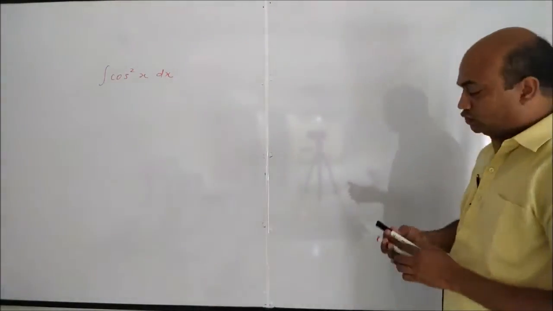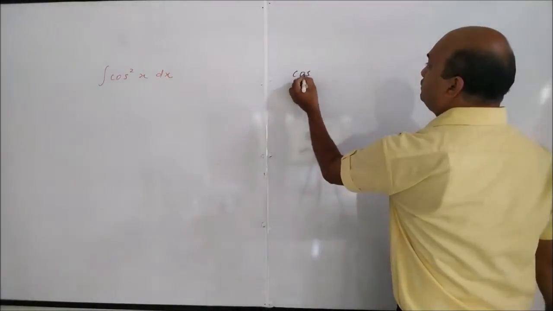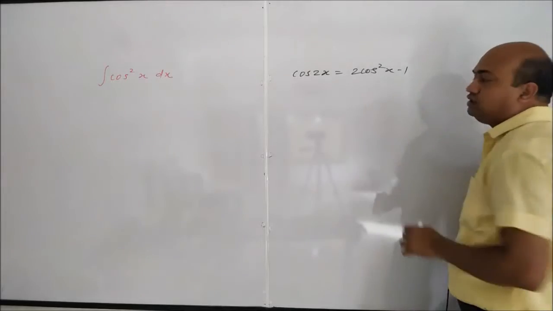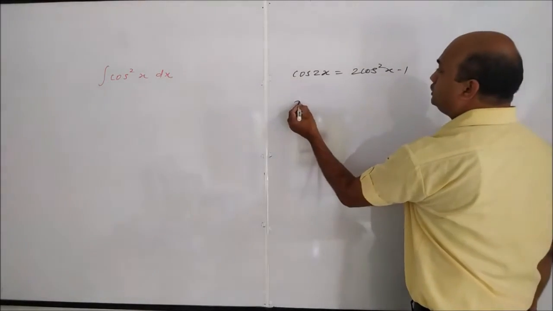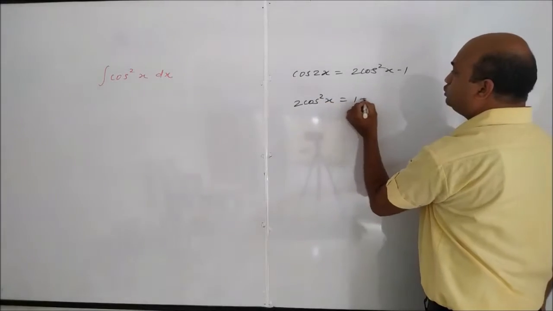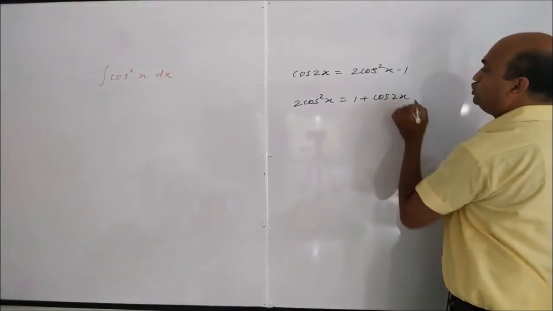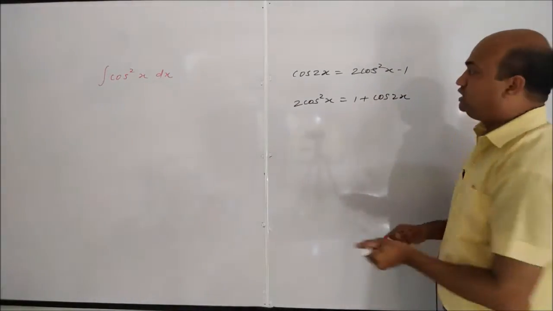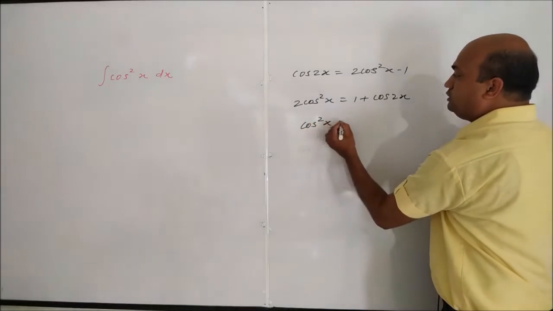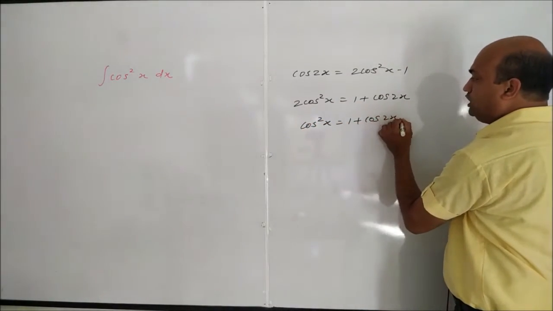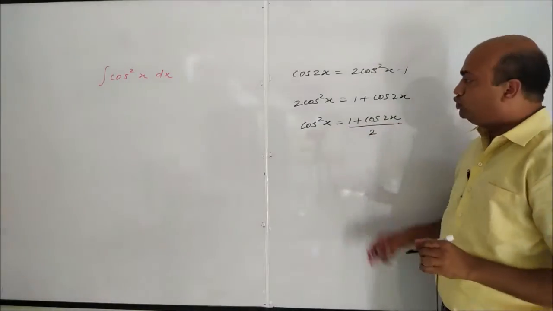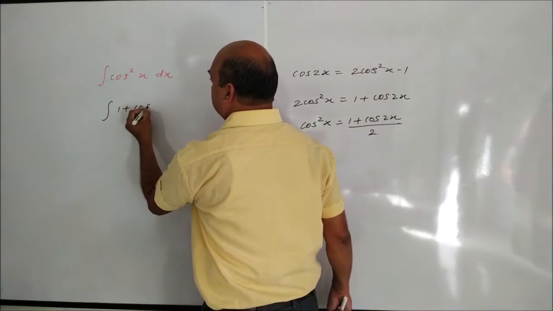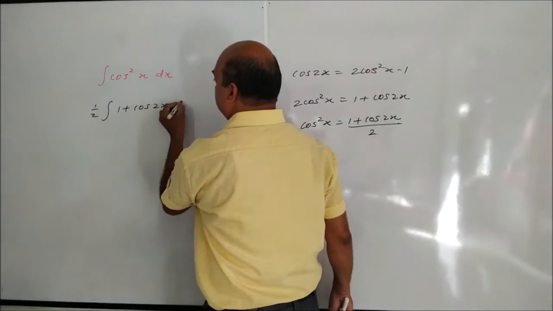Integration cos square x. We have the same formula, cos 2x is equal to 2 cos square x minus 1. Shifting 1 here, 2 cos square x is equal to 1 plus cos 2x. Now cos square x can be written as (1 plus cos 2x) by 2.